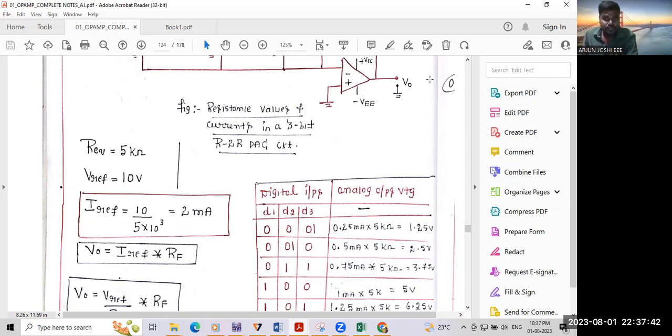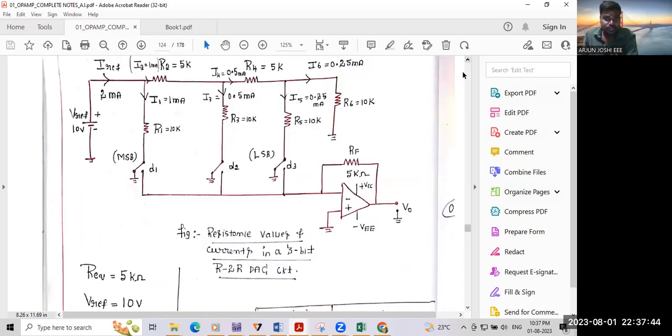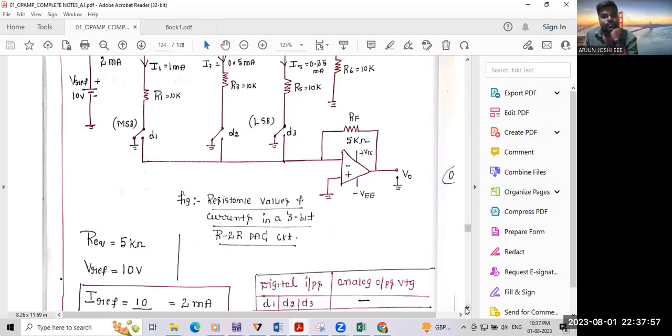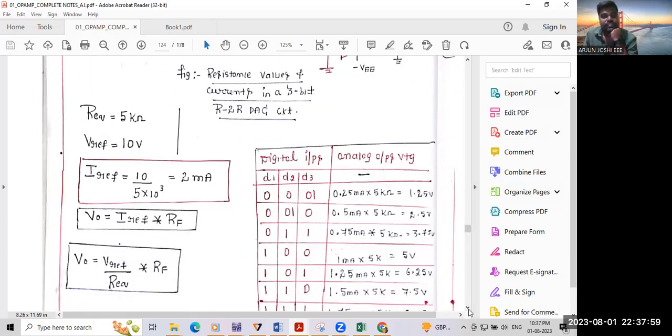Next one, 010. Which switch will be on? D2. You need to consider this current only, because both switches D1 and D3 are in off condition. 0.5 into 5 kilo. What is the answer? 2.5. This is how we need to consider.